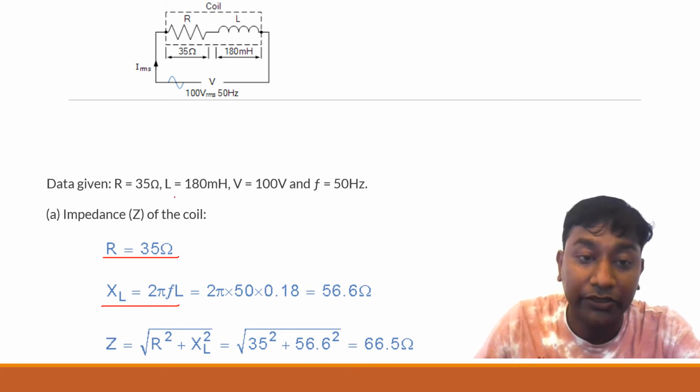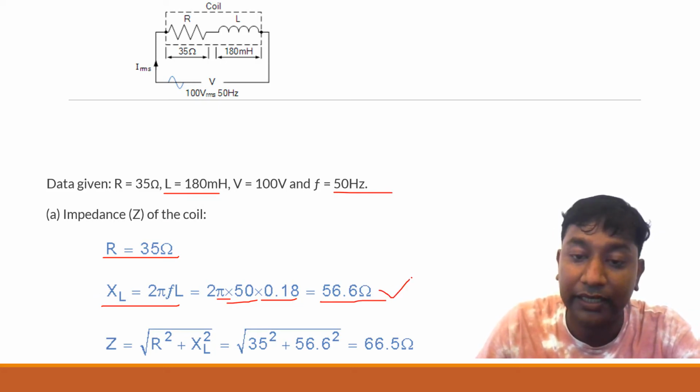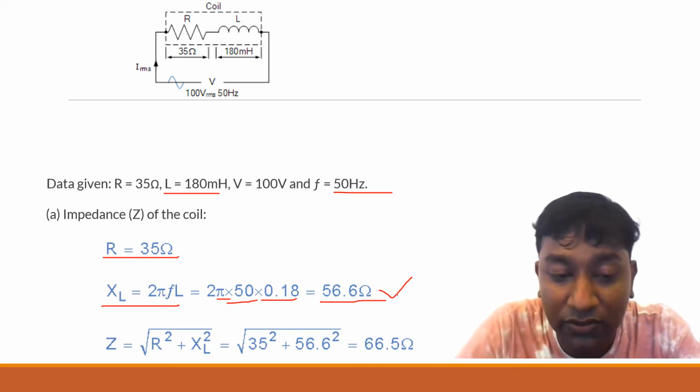So here L we know, L is 180 millihenry. That is, we can represent it as 0.18 Henry, 10 to the power minus 3. And frequency F is given as 50 Hertz and pi is 3.14. So if you solve this particular XL, we are getting 56.6.